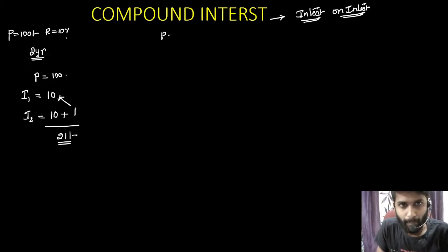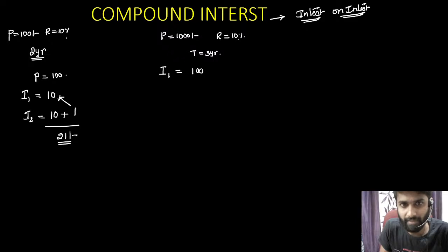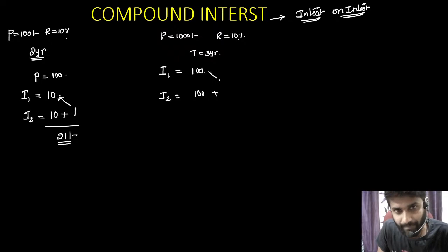Now, P is equal to 1000 rupees. Rate of interest is 10%. Time period is equal to 3 years. Again, just observe the entire parameters. Principal is 1000 rupees. First year interest, 10% of 1000, is equal to 100 rupees. I1 is equal to 100 rupees. Now for I2, take the same 100. We need to pay an extra amount on this interest. Interest on this part is 10% of 100, the value becomes 10.